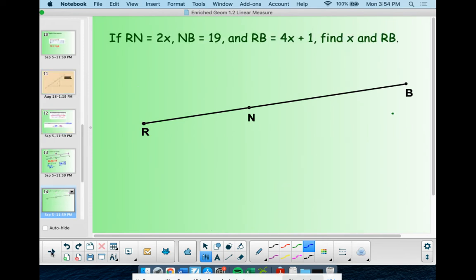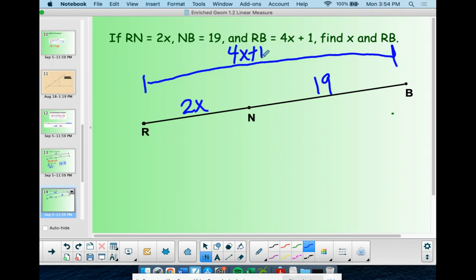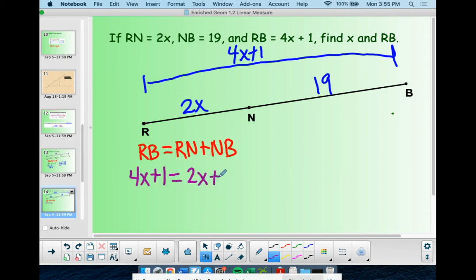Let's try another one. Again, I have this picture, you don't. I would draw it. So we have RN is 2x. NB equals 19. And the whole thing equals 4x plus 1. Since I know N is between R and B, I can write RB equals RN plus NB. Now we can substitute in what we know. RB equals 4x plus 1. RN is 2x. NB is 19.